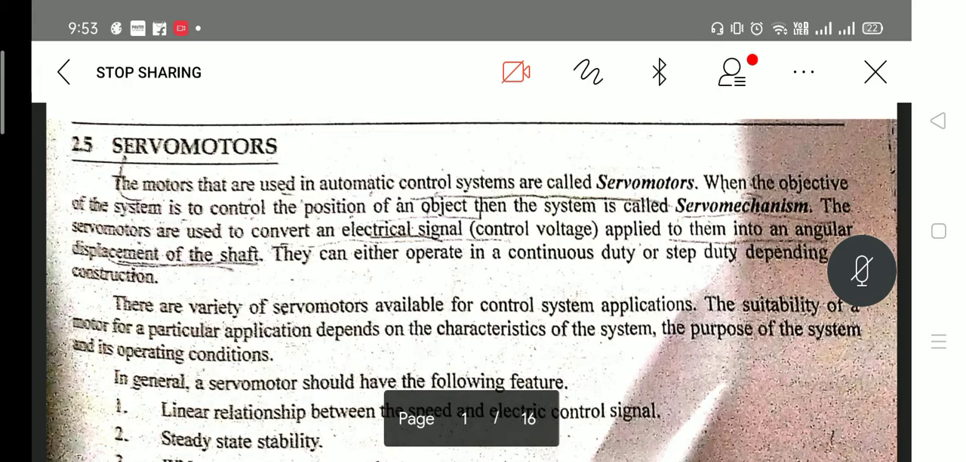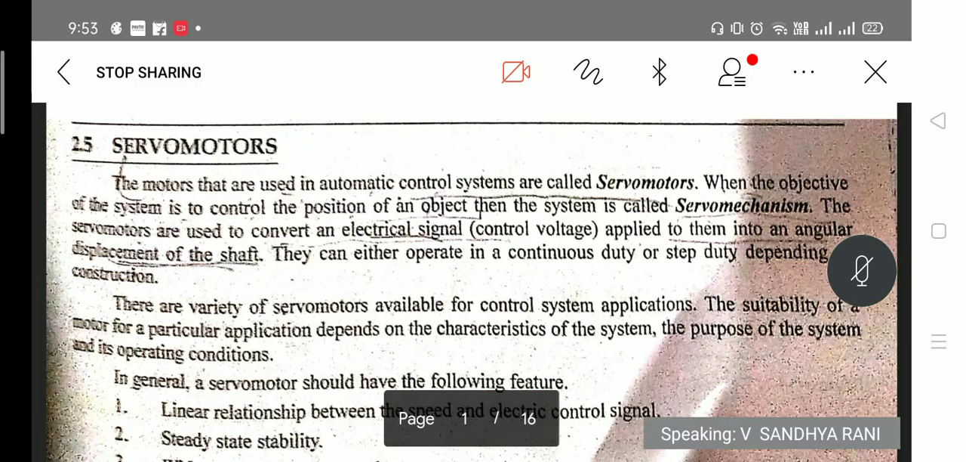The bottle comes to that position only, and the cool drink is filled when the bottle is at that same position. That process is done by using the servo motor application. Okay, servo mechanism application. This is the best example for the servo motor.